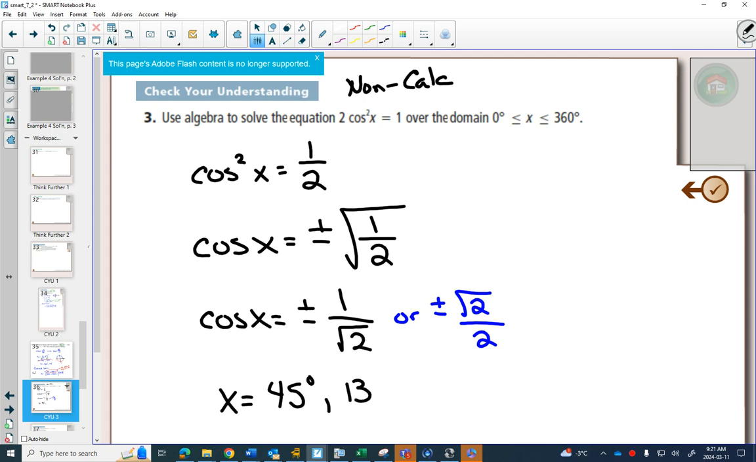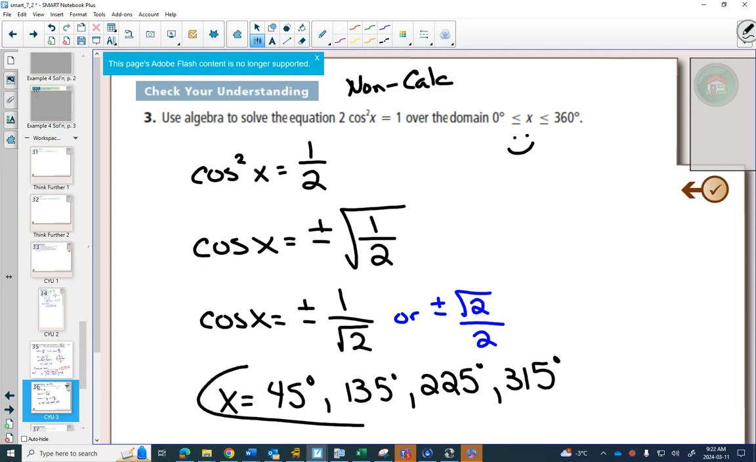45 degrees, 135 degrees, 225 degrees, and 315 degrees. And finally, I checked my domain and they haven't changed it. It's just between 0 and 360. Our answers are all good.